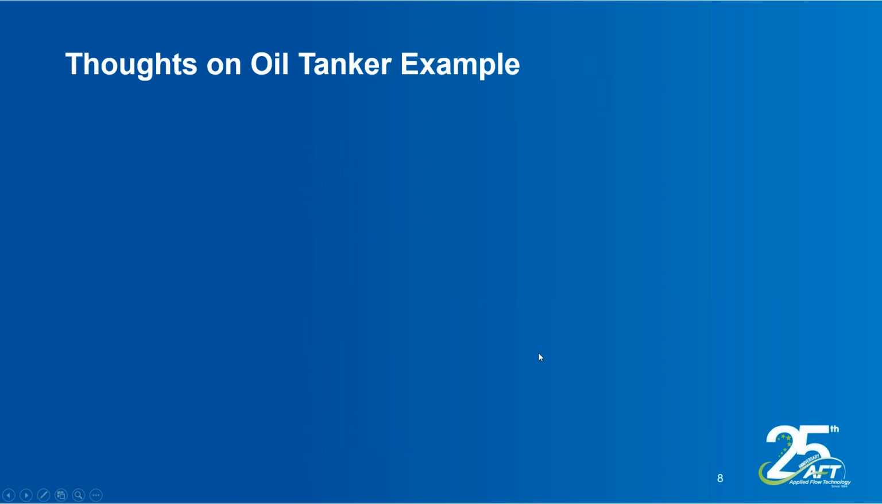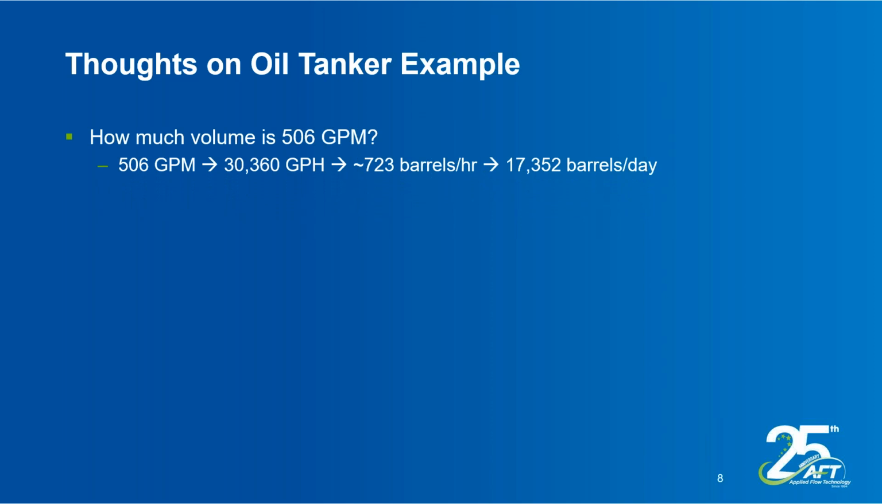So there's some thoughts on this oil tanker example that I want to address as well. 506 gallons per minute. How much is that? Well, if you go through the conversions, it's about 17,000 barrels per day. Okay, 17,000 barrels per day. That seems like a lot. Well, how much storage capacity does an oil tanker actually have? And my curiosity got the best of me.